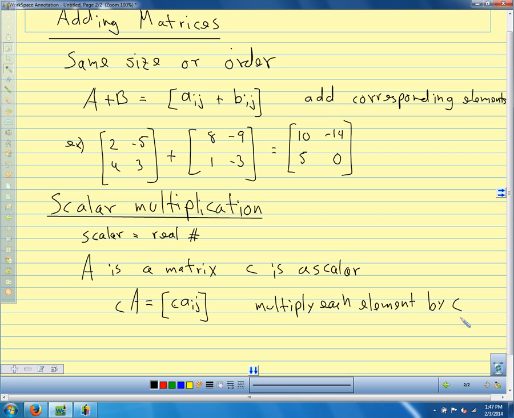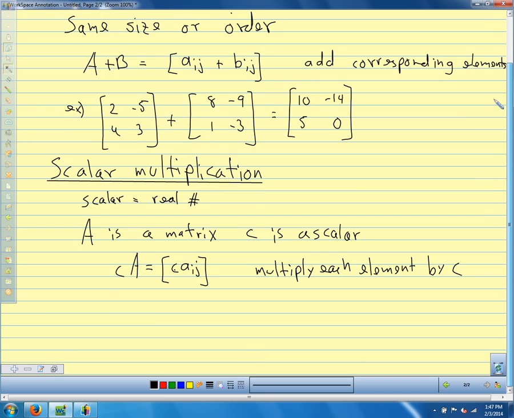So nice and easy. Just multiply every element by whatever our scalar is. This gives us a convenient way of talking about subtracting two matrices. We can say A minus B is A plus -1 times B, and we can also write that as A plus -B.